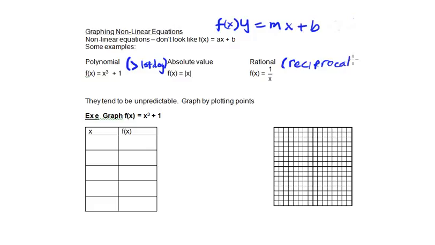And so we're going to show you how to graph a couple of these functions. And when functions are linear, like this one up here, f of x, which is the y, is equal to mx plus b, we know that it's going to be a straight line. But for other types of functions that don't fall into this format, we are not necessarily able to predict what it's going to look like.